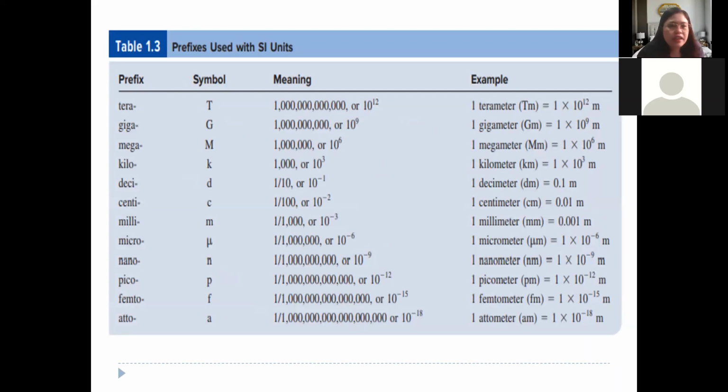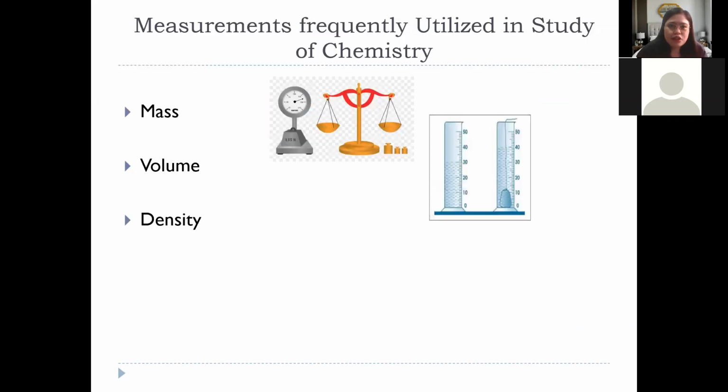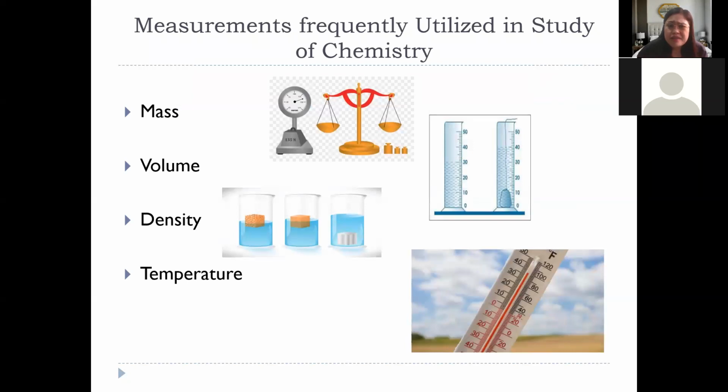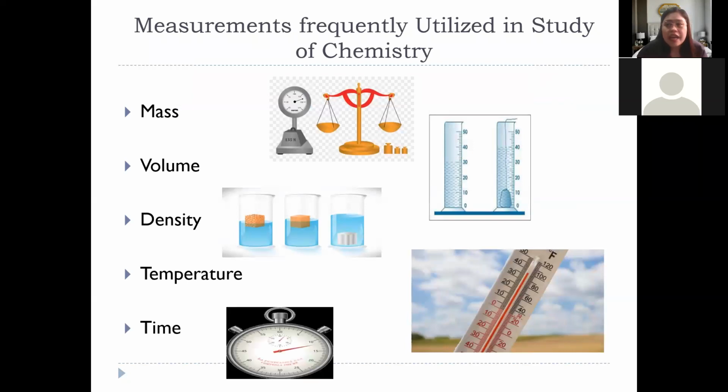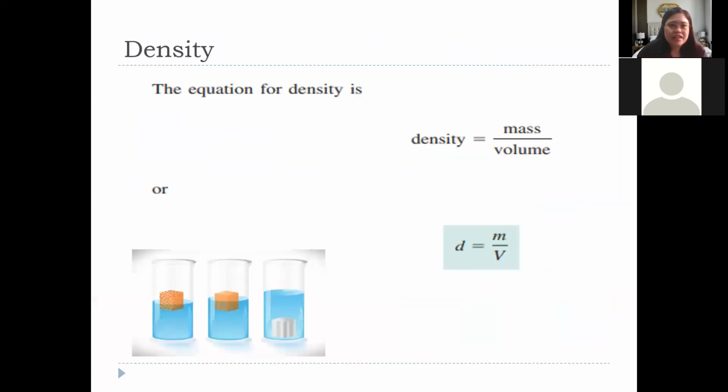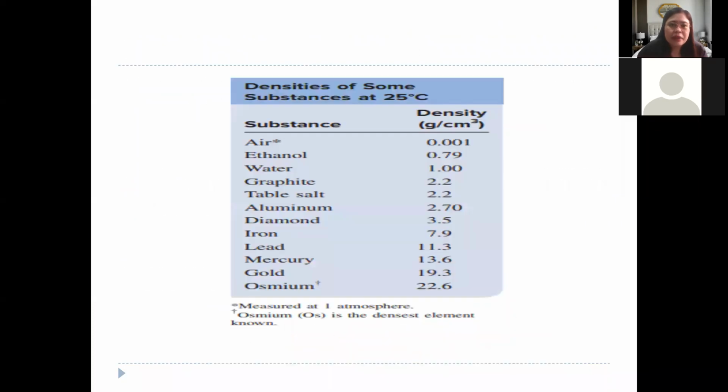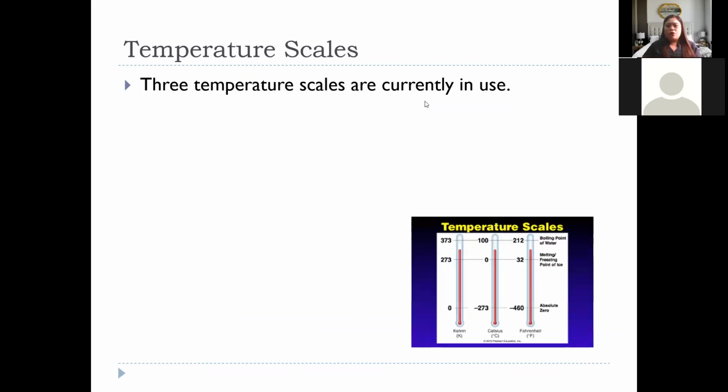Ginagamit natin ito in our SI units, nilalagay siya sa unahan, and please do not forget the meanings of these prefixes. So ito yung mini-measure natin sa chemistry: mass, volume, density, temperature, and time. So na-discuss na natin ito. I guess we ended our discussion here sa density. So do not forget, when you say density, it measures whether your substance is heavy or not, or will it float in water or not also.